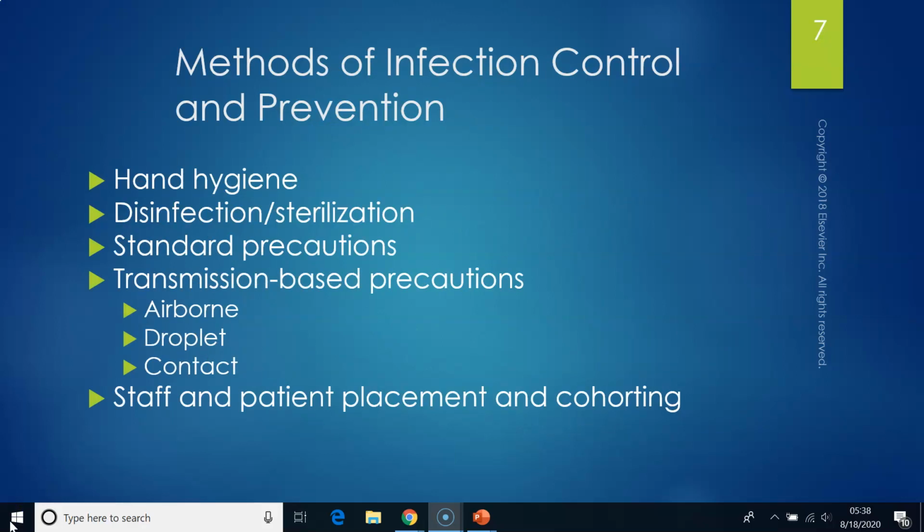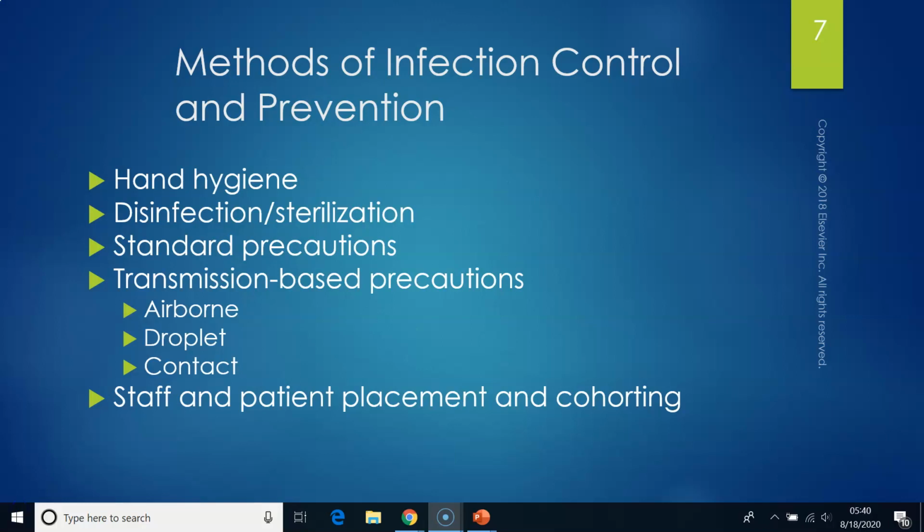Methods of infection control and prevention. Our number one way that we as nurses can prevent infection is hand hygiene. And I think that has been drilled into our heads enough that we don't really need to say much more about it. Also, ways that we prevent infection is by disinfecting areas. Disinfection does not kill spores. It decreases disease-causing agents, but it doesn't completely remove them. Sterilization destroys all living organisms and bacterial spores.